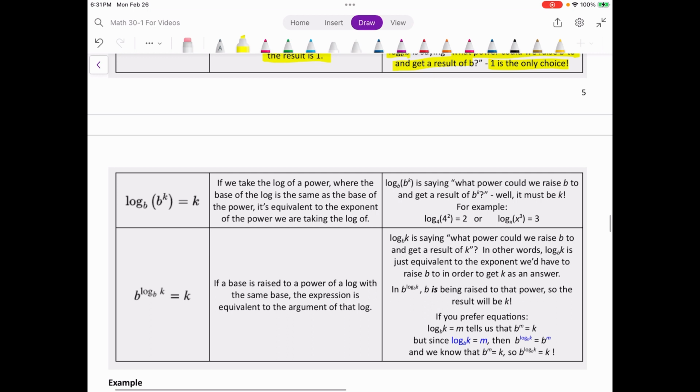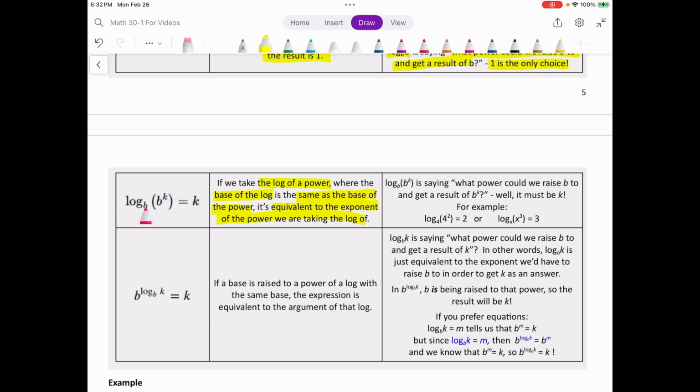All right, this one may be a little less obvious than those first two at first, but it makes sense once we think about it. If we take the log of a power where the base of the log is the same as the base of the power, it's just equivalent to the exponent of the power we're taking the log of. That's a lot of words. All it's saying is that if we take log base b of b to the k, it's just equivalent to k. The result is k.